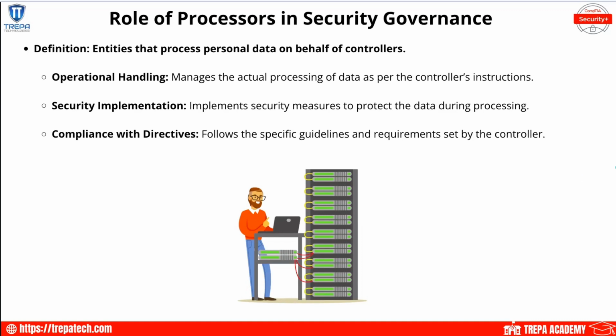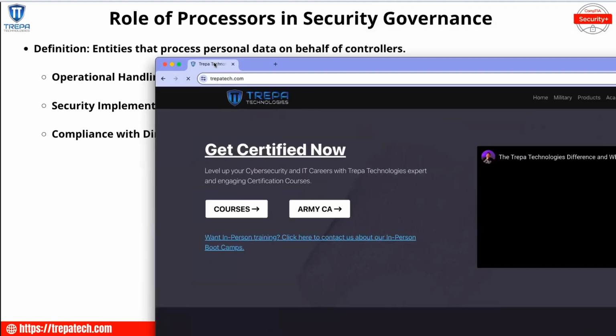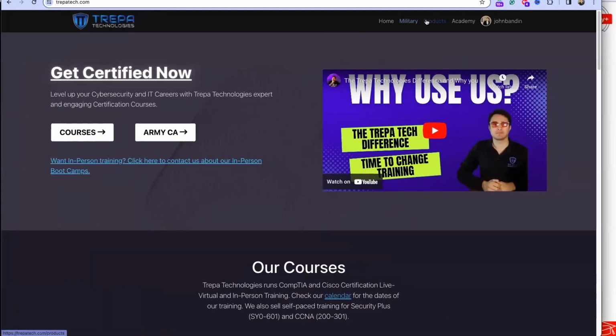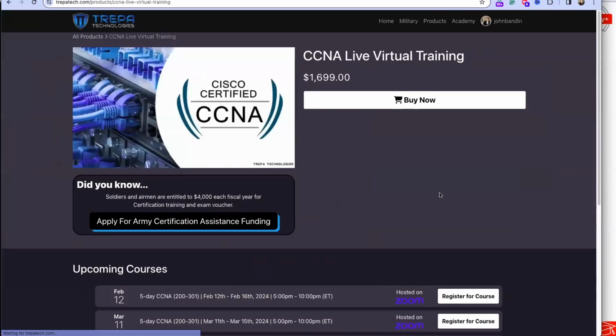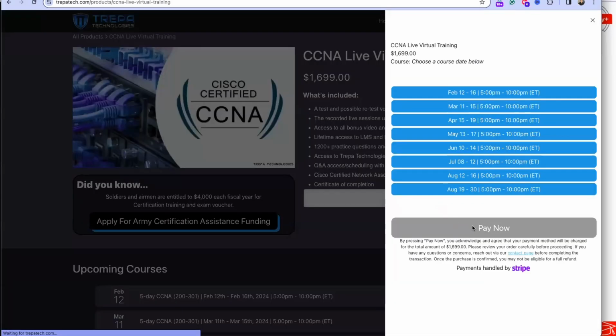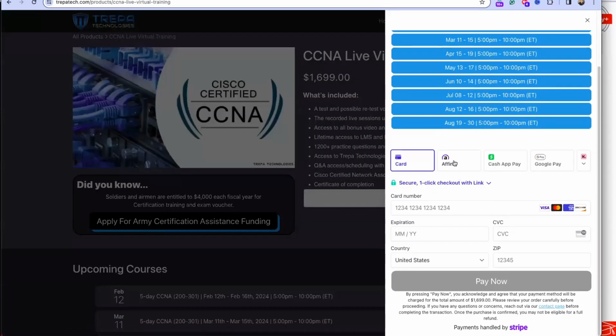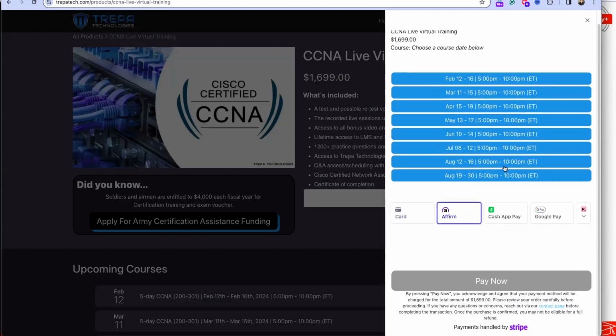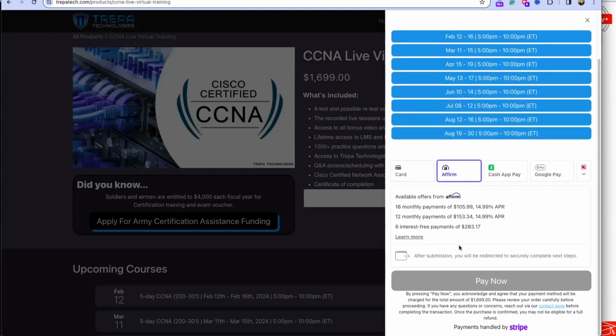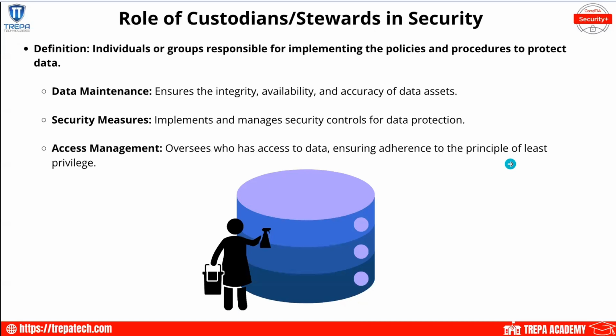A great example of this is on my website. We're bringing it into view here. We use something called Stripe. If I do CCNA Live virtual training, I hit buy now, powered by Stripe. My instructions to Stripe were, hey, you're going to process e-commerce web payments for me, and I want you to have all these different payment methods. So in this scenario, Stripe is a data processor, but I'm still the data controller.